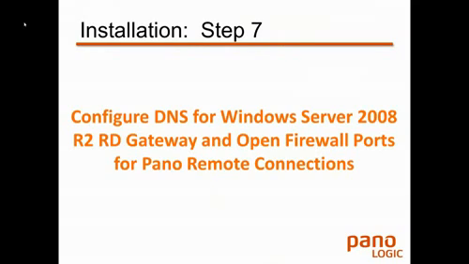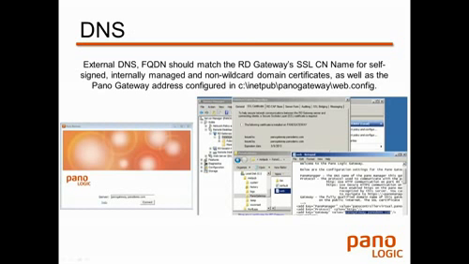Step 7. Configure DNS for Windows Server 2008 R2 RD Gateway and open firewall ports for Pano Remote connections. For DNS, the external DNS fully qualified domain name should match the RD Gateway's SSL CN, or certificate name for self-signed, internally managed, and non-wildcard domain certificates, as well as the Pano Gateway's address configured in C:\inetpub\PanoGateway\web.config.